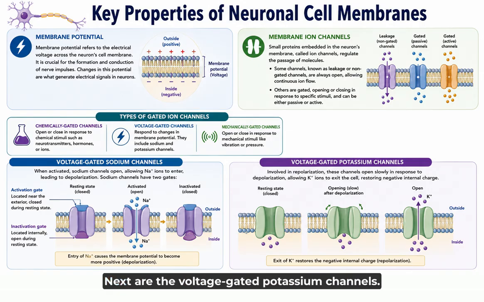Next are the voltage-gated potassium channels. Unlike sodium channels, potassium channels have a single gate and respond more slowly to depolarization. As the sodium channels begin to inactivate, the potassium channels open. Potassium ions move out of the neuron, carrying positive charge with them. This outward movement of potassium returns the membrane potential toward its resting value, a process known as repolarization.